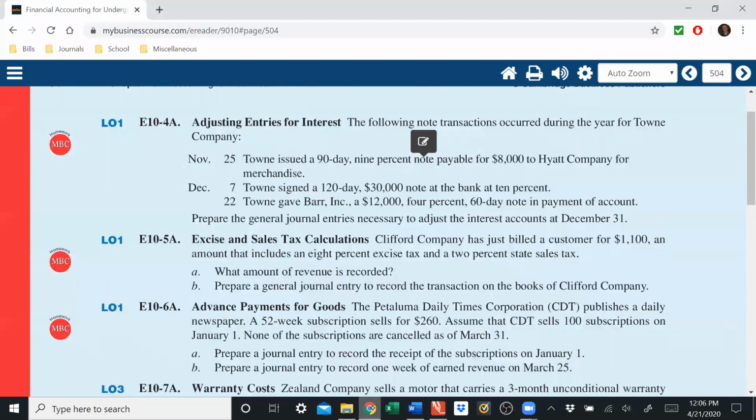All right, let's see. Excise and sales tax calculations. Clifford Company just billed a customer for $1,100. This amount includes an 8% excise tax and a 2% state sales tax. What amount of revenue is recorded? And what's the journal entry?